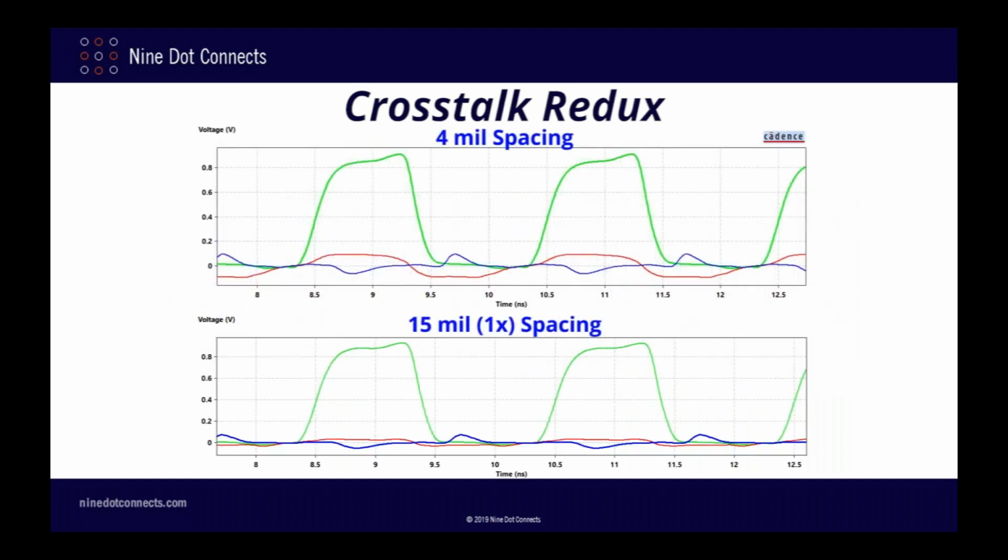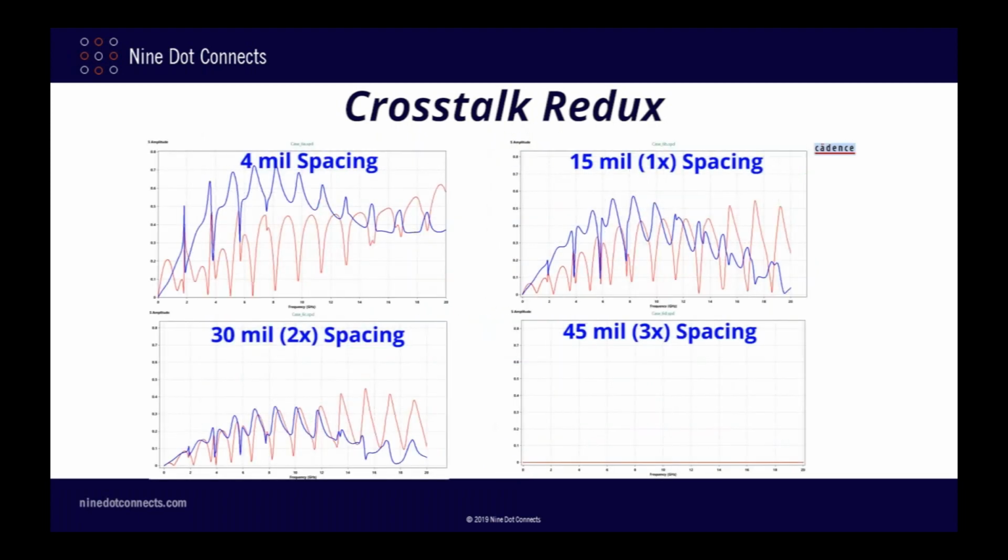And here are the time domain traces. As you can see, the amplitudes of the red and blue traces are lower in the 15 mil spacing scenario, also indicating less crosstalk noise is being generated. As you would probably expect, this trend continues for the remaining 2 design cases.